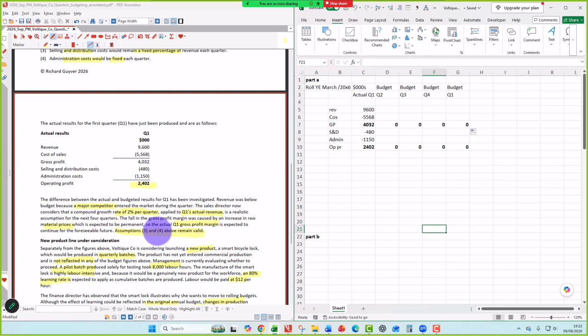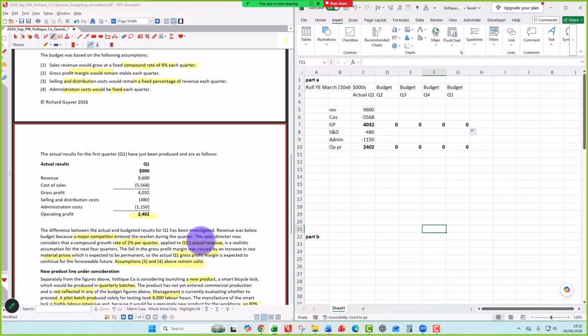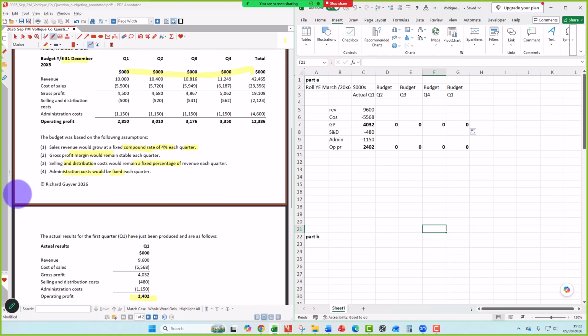It tells us assumptions 3 and 4 remain valid, and that was that selling and distribution will be a fixed percentage of revenue. Well, we haven't got revenue. Admin costs will be fixed. Well, we have got that. That's 1150. So I'm just going to put equals 1150 for that first one. And then I'll drag that across. That's probably given me at least half a mark just for doing the admin cost all the way through.